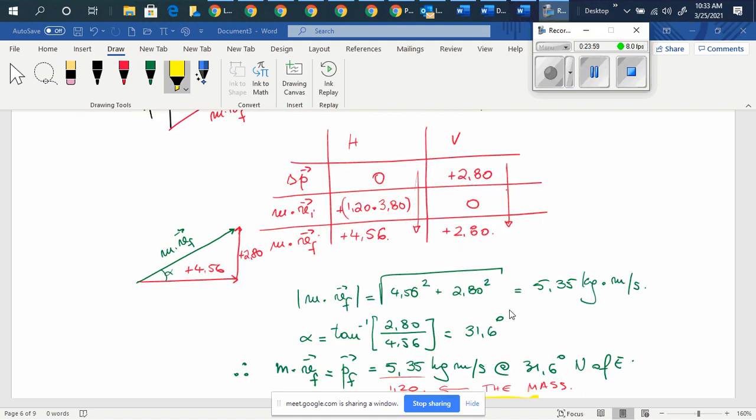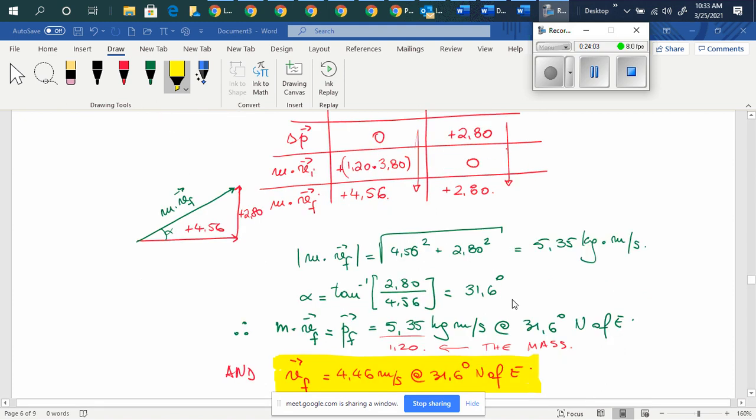This should be the work that you have in your paper. And then as the final answer, the final velocity will be 4.64 meters per second at 31.6 degrees north of east. If you do not have this, then again, you have to refer to the video on how to work with vectors.